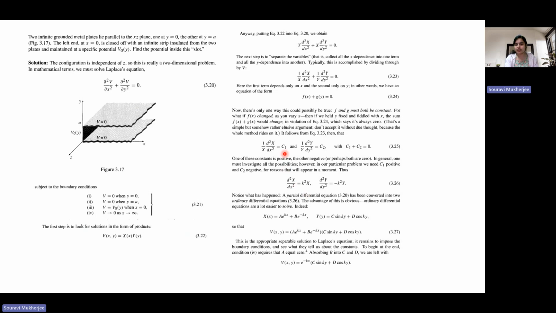Because here we have chosen C1 to be positive and C2 to be minus k square, right? But how do we choose? We could have chosen the opposite one, right? So there, what we have to make use of is the boundary condition, right? Why? Because here you can see that the potential goes to 0 at y equal to 0 as well as at y equal to a.